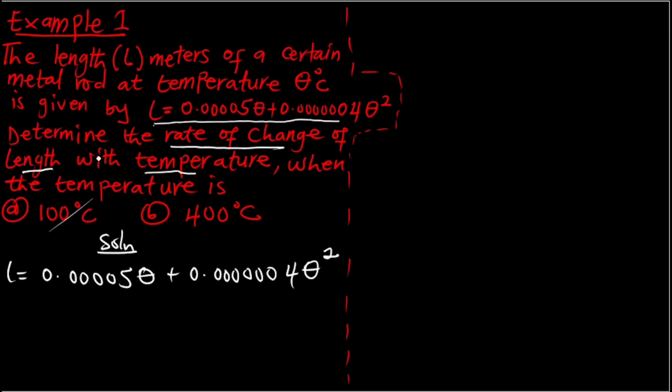Then we are determining the rate of change of length with temperature. So this length is going to change with temperature. And truly, the equation of the length involves temperature. Remember, theta degree represents the temperature. So can we say the length is changing with temperature? Are we good? So we can say let L equal to length, and this theta equal to temperature.